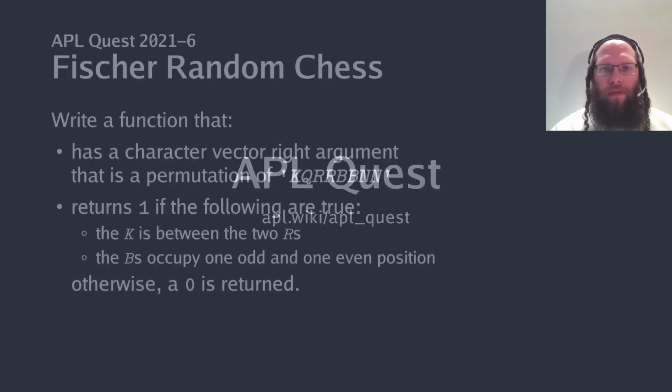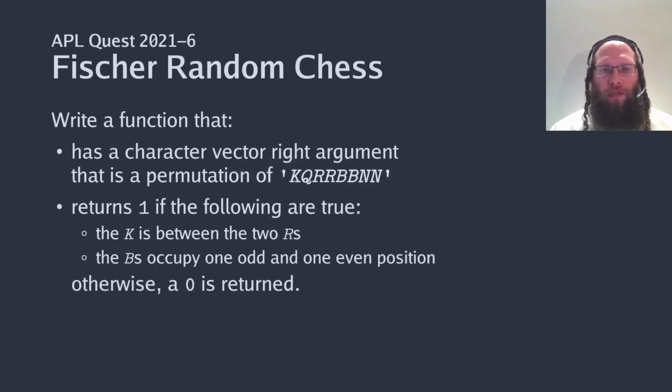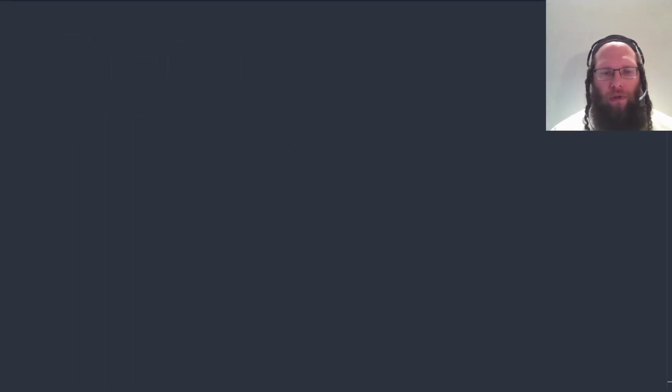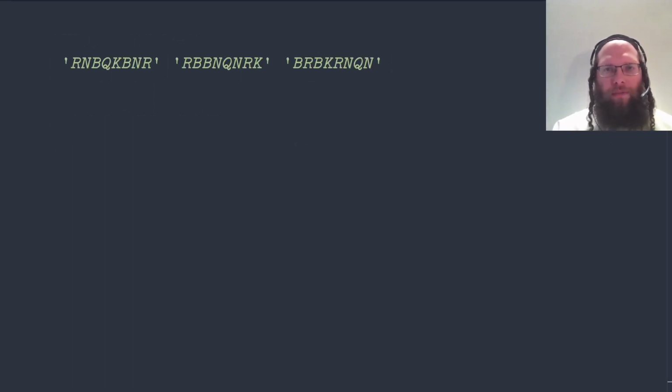Hi. This challenge is to take a variation of a normal chess setup and just check two things. The king has to be between the rooks, and the bishops have to be one white and one black. So here are some example setups.